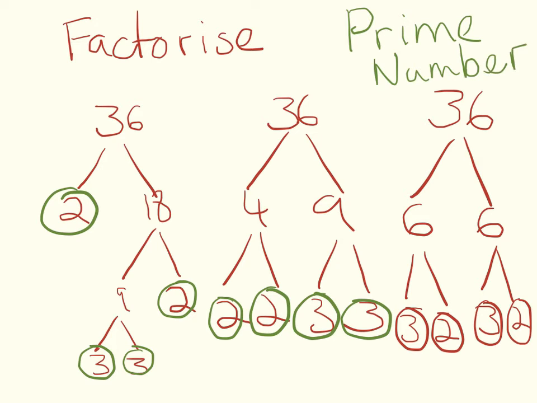A prime number is a number that doesn't have any other factors except for multiplying itself by 1. So let me say that again. A prime number is a number that doesn't have any other factors except by multiplying it by 1. So if you go back to the 2 here, you can't multiply anything to get 2 except 2 times 1. Same with the 3. So that makes them prime numbers.